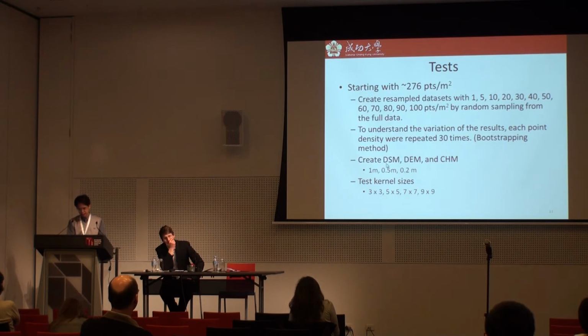And then we can create the DSM, DEM, and CHM of those data. For each DSM, DEM, and CHM, we create them with pixel resolutions of 1 meter, half a meter, and 0.2 meter. And then we test the kernel size of the local maximum moving window filter. We test kernel sizes of 3 by 3, 5 by 5, 7 by 7, and 9 by 9.